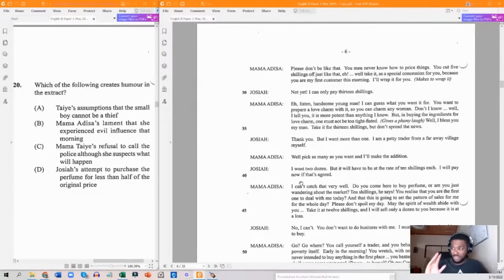And also, there's an important device that's happening here, because we know that Josiah is a thief. Mama Adisa just thinks that he's trying to get a good price. So what's happening here is a case of dramatic irony, in that the readers know what is going on, the readers know what's about to happen. We can predict that she's going to get robbed, but the person in the play is clueless. So it's more of irony than humor. There is some humor, but irony is the main thing.